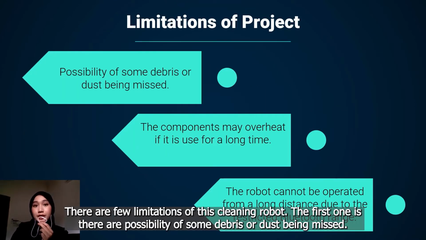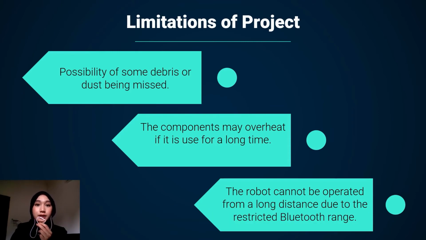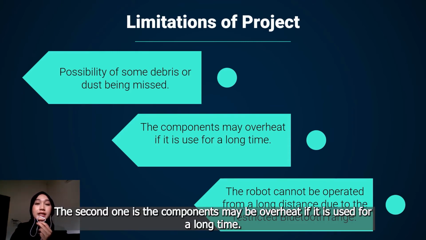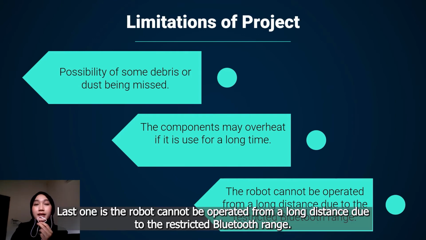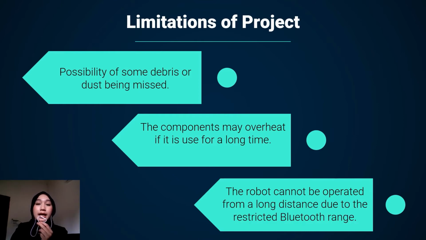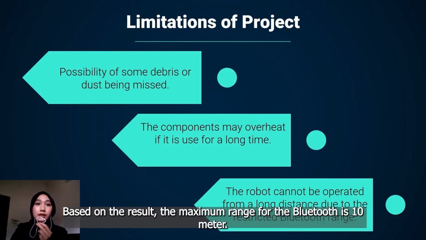There are a few limitations of this project. The first one is the possibility of some debris or dust being missed. The second one is the component may overheat if it is used for a long time, so it may cause the project to burn out. And the last one is the robot cannot be operated from a long distance due to the restricted Bluetooth range, and the maximum range for the robot to be connected with the Bluetooth is only 10 meters.